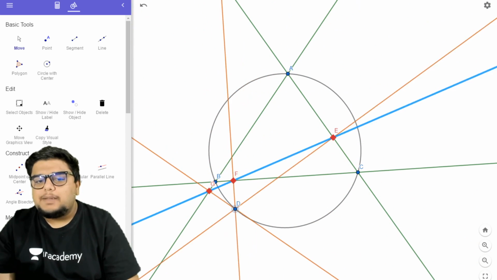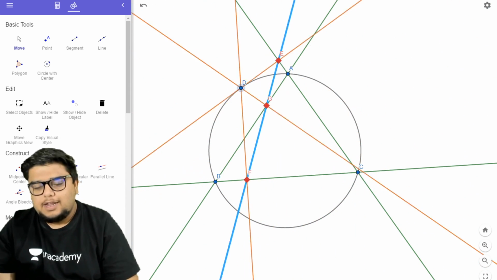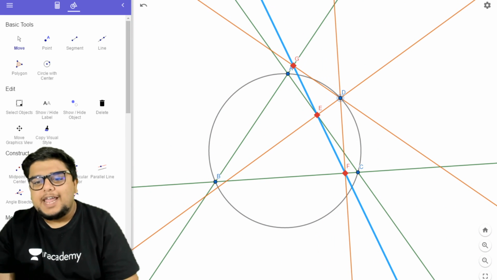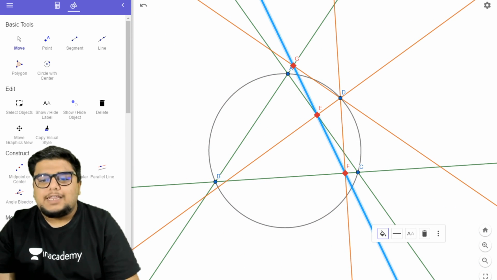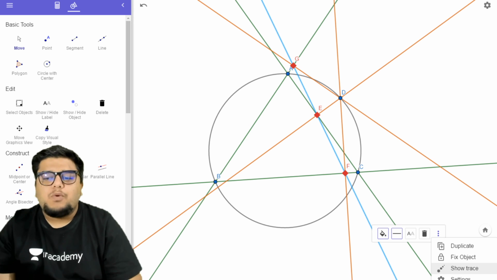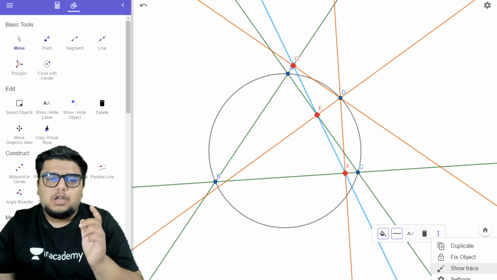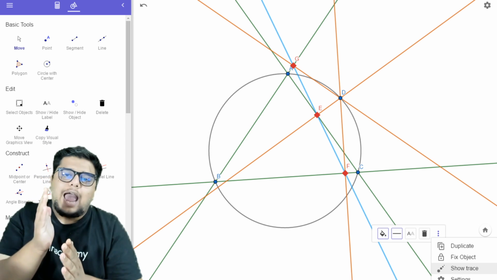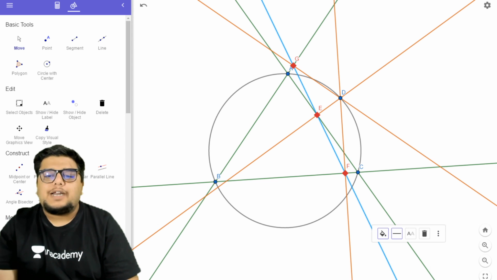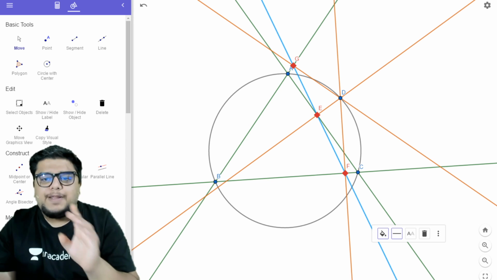Now, if you notice, there is a pattern that is being followed by the line. Now, how do you understand this pattern? Again, a very interesting thing. So what I'm going to do is I'm going to take this line and, let's say, decrease the width of this line and I'm going to show trace. Trace basically means as it moves, it will keep showing wherever it goes. So I will open the trace. So this line trace will be shown.